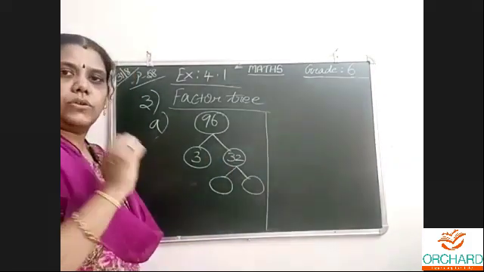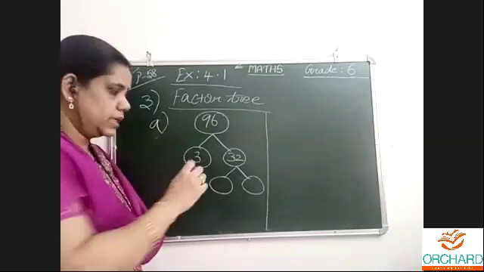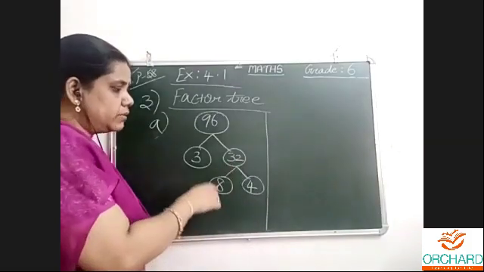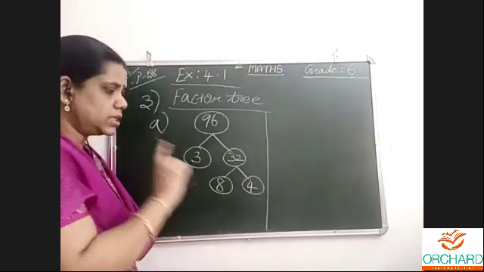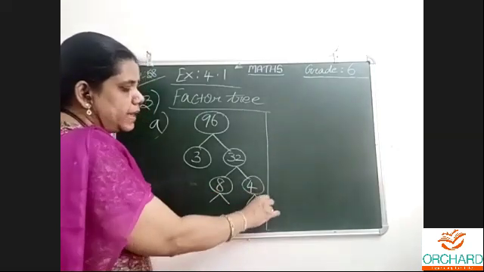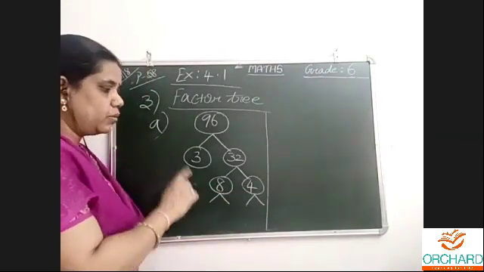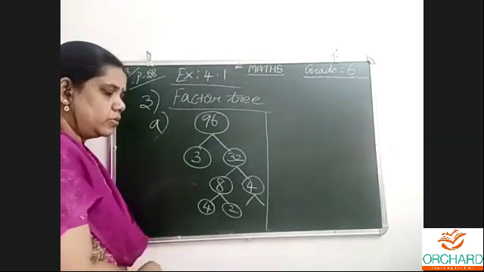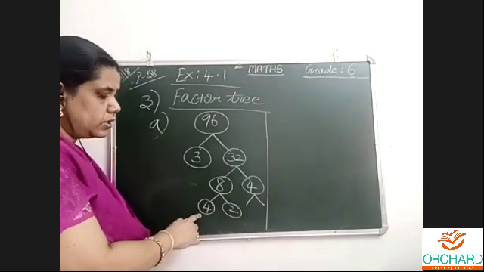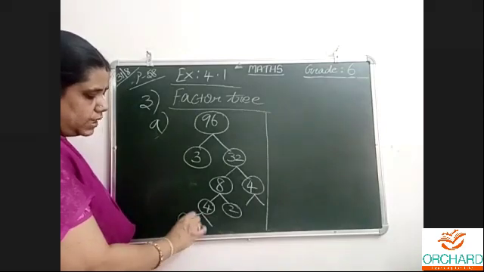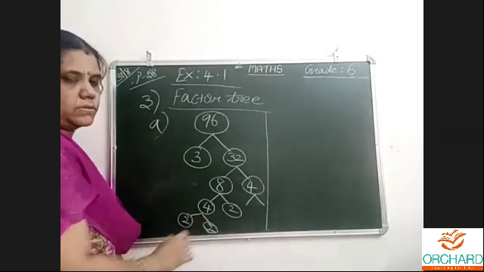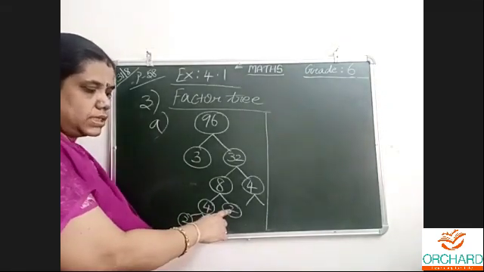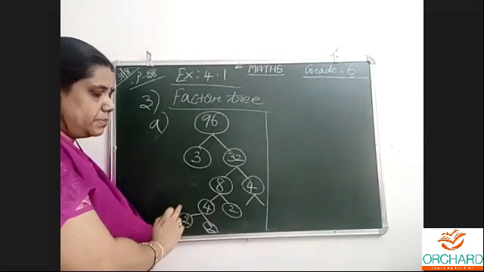32. I know the 4 table. 8 4s are 32. Okay, correct. Now I cannot stop here, because 8 is not prime and 4 is also not prime. I want prime. 8, 2 table. 4 2s are 8. Again 4 is not prime. 2 2s are 4. To stop, 2 is a prime number. 2 is a prime number. 2 is a prime number. So we can stop. The 8 process is over.